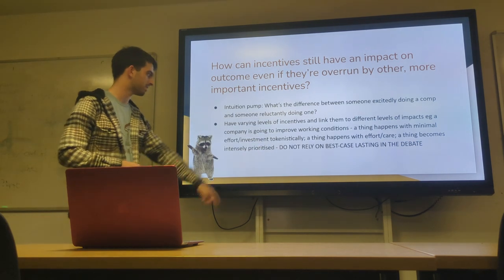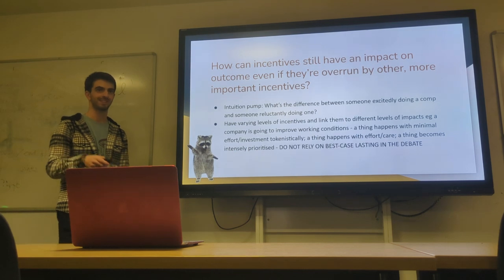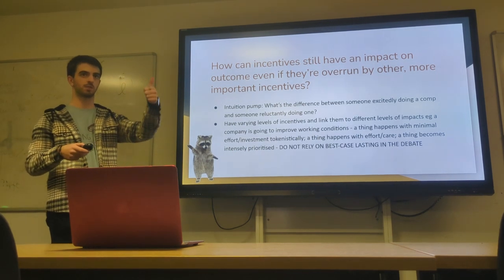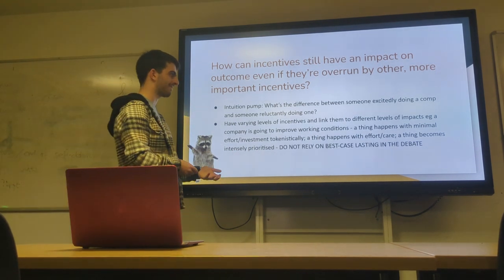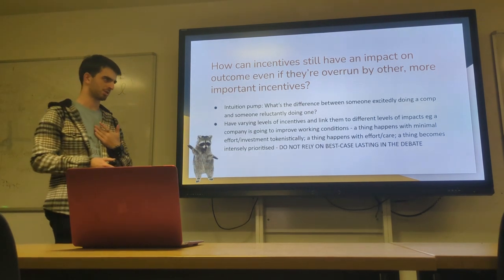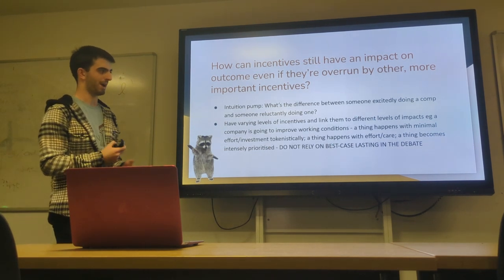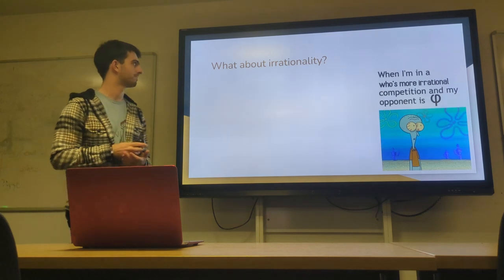Maybe it happens with some effort, maybe it becomes really prioritized above other things, right? And you should map out all these different things and explicitly say, this is if you buy our incentives a lot, a little, a medium amount, whatever. Because then you have something, right? And then, especially if you're an opening team, you're not just contingent on your best case lasting for the next 45 minutes of the debate, but you actually have contingencies built in.